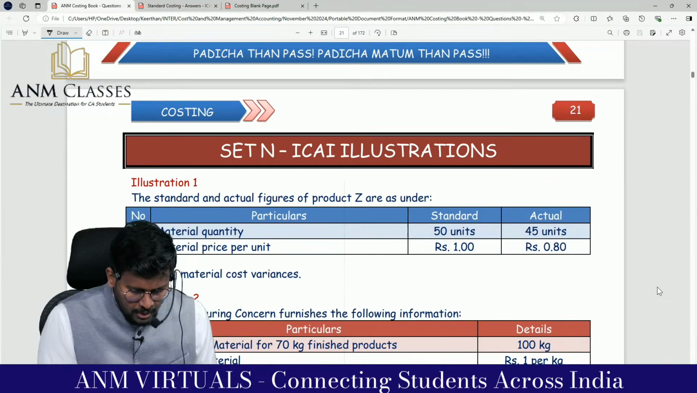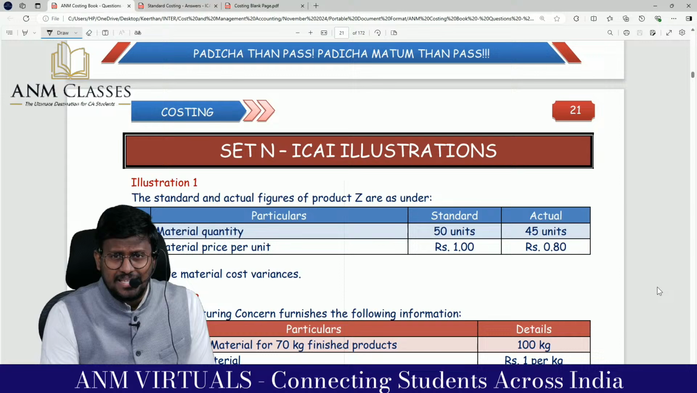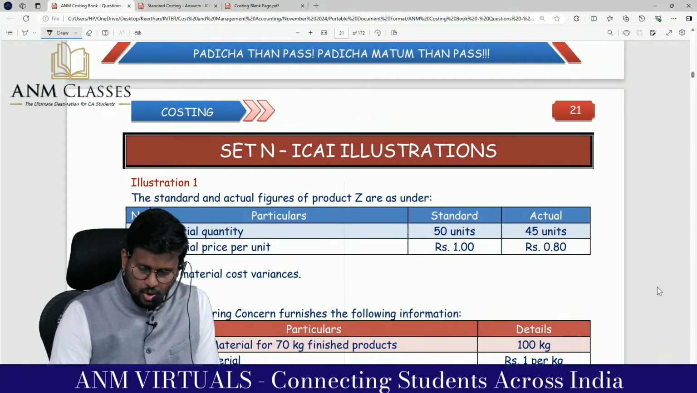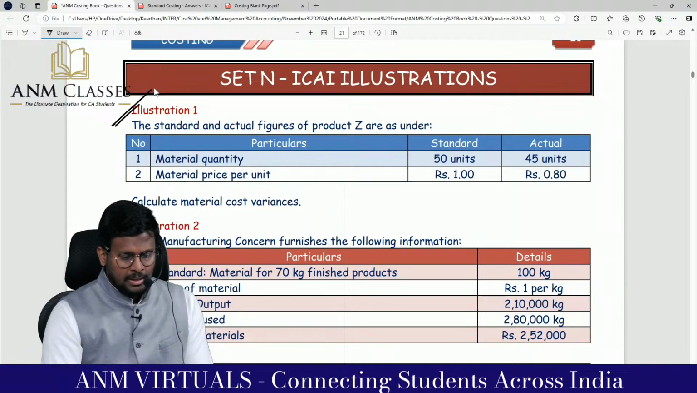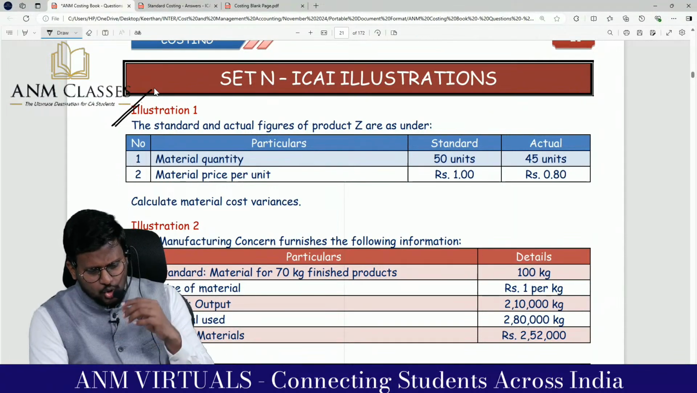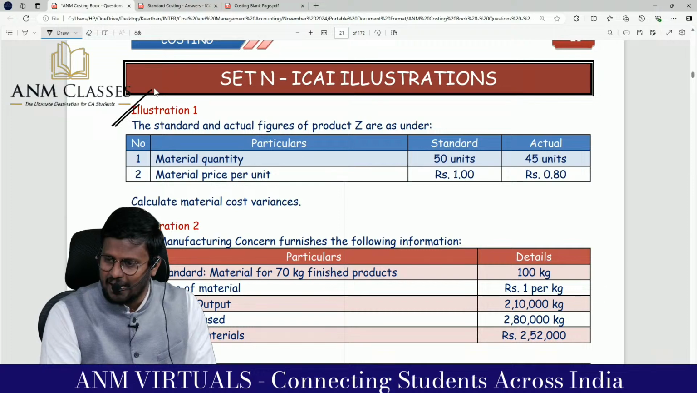Happy morning, sir. So we are doing the ICAI illustrations of standard costing. In that, illustration number 1 is the target. The standard and actual figures of product Z are as under.